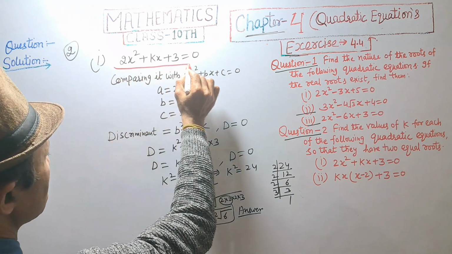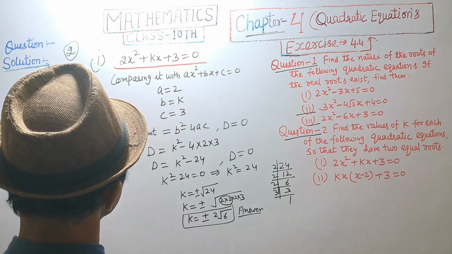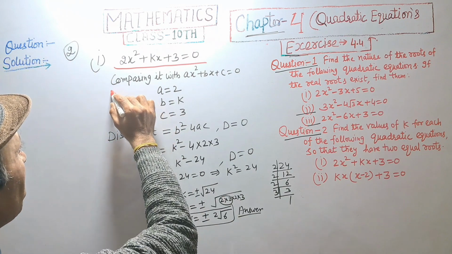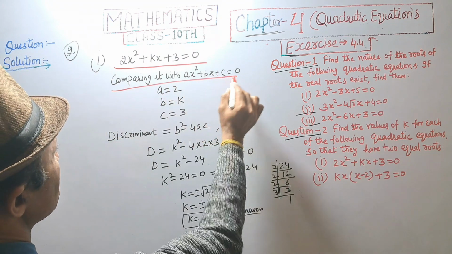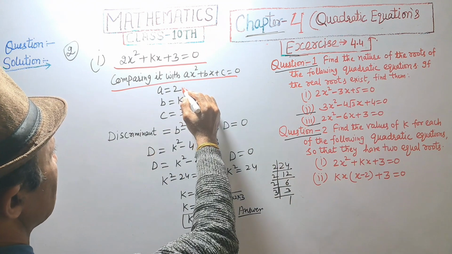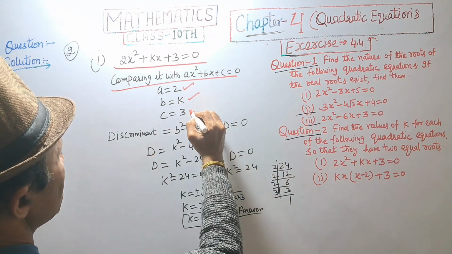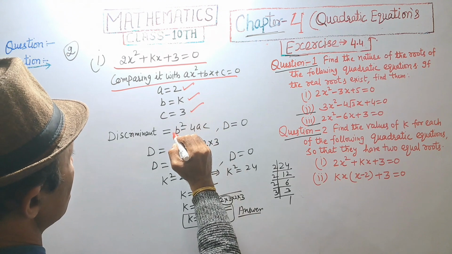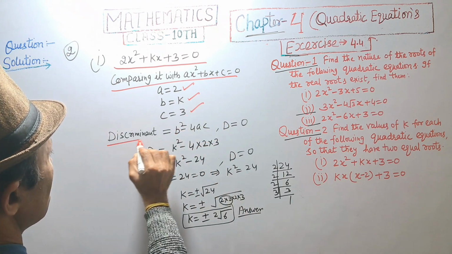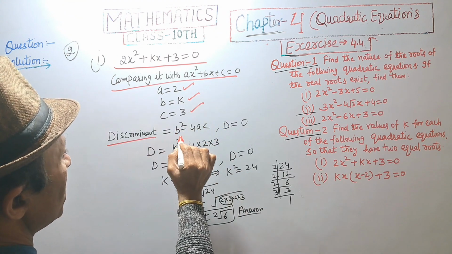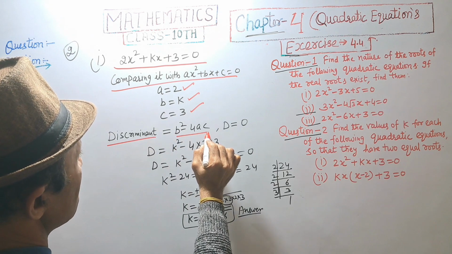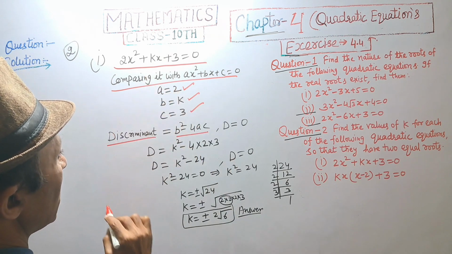Given 2x square plus kx plus 3 is equal to 0, we are comparing it with ax square plus bx plus c equal to 0 and get the value of a is 2, b is equal to k, and c is equal to 3. Discriminant D is equal to b square minus 4ac, and we find the value of k.